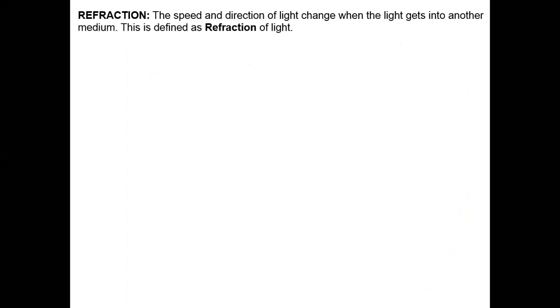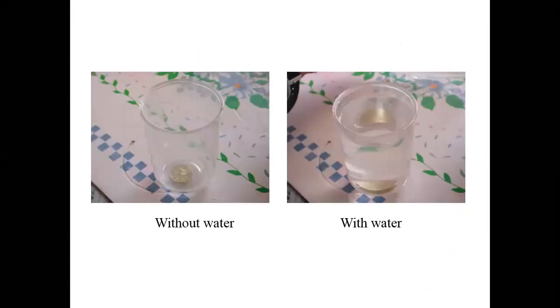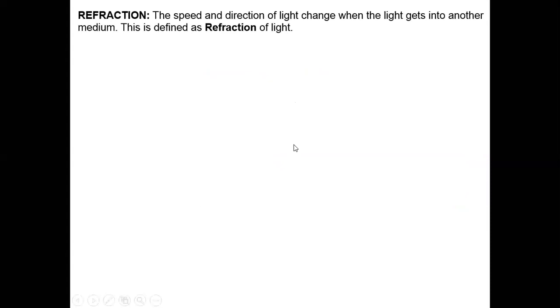So refraction means the speed and direction of the light change when the light gets into another medium. For example, here, the light is just inside of the glass, right? But in the second part, you put the water inside of the glass and the glass changed its medium. The medium was air over here, and when you put the water over here, the medium changed into water. Okay, so we call this refraction of light.